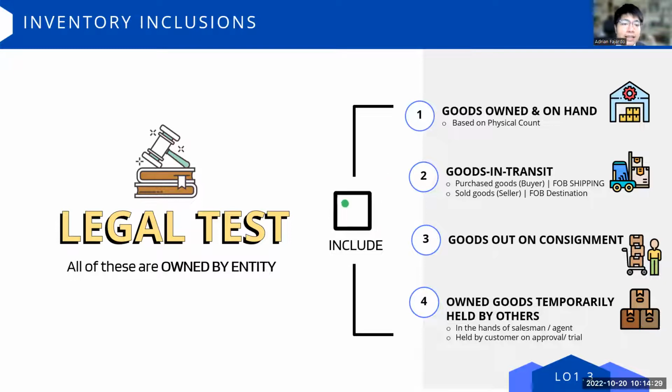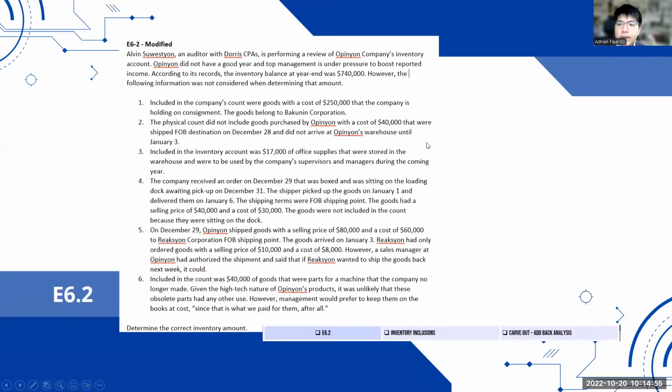Those are the ones that will trip you up in inventory inclusions. You'll see something that's weird, and you won't know whether it should be included or not. Finally, we have our own goods temporarily held by others, so in the hands of a salesman or held by a customer on approval. I tried to summarize some scenarios where, as long as it fits the criteria, then it should be included. So again, let's master inventory inclusion.